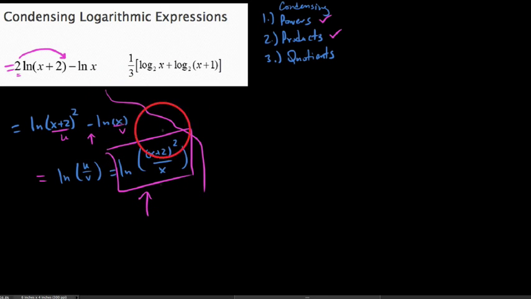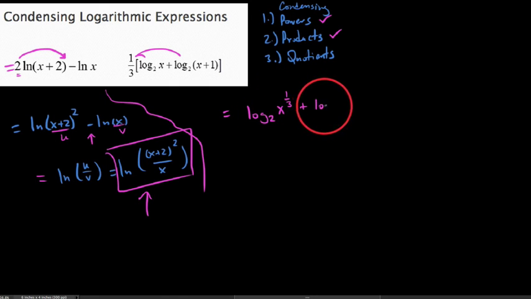Okay. So now looking at this last expression, this one's a little bit trickier, I would say. But this 1/3 out front, you could think of this as if we were to distribute it through, each of these logs would have a third out front. So this 1/3 applies to everything in this expression. So the first thing we're going to do is put that 1/3 back. So we'll say log base 2 of x to the 1/3 power plus now log base 2 of x plus 1 to the 1/3 power.